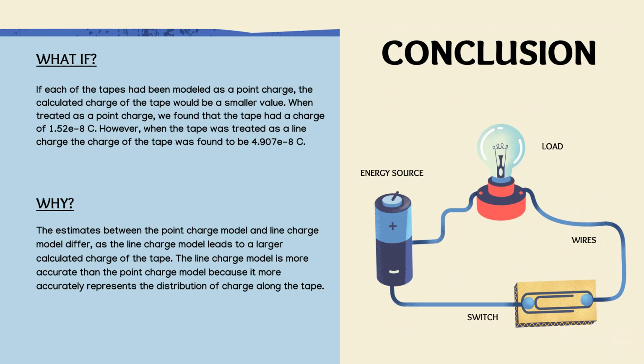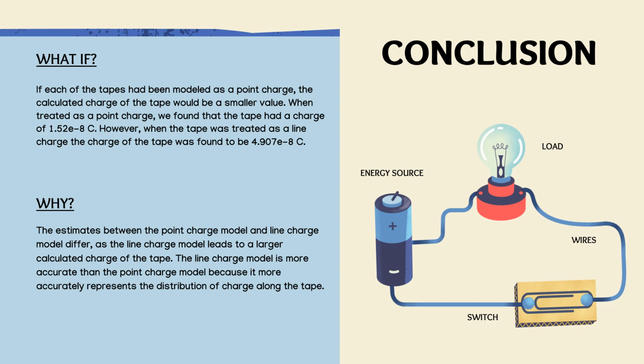If each of the tapes had been modeled as a point charge like they were in the last lab, the calculated charge of the tape would be a smaller value. When treated as a point charge, we found that the tape had a charge of 1.52 times 10 to the negative 8th coulombs. However, when the tape was treated as a line charge, the charge of the tape was found to be 4.907 times 10 to the negative 8th coulombs. The estimates between the point charge model and the line charge model differ, as the line charge model leads to a larger calculated charge of the tape, as we just discussed.